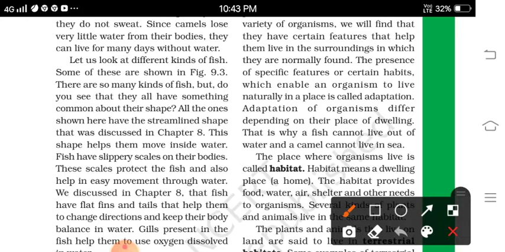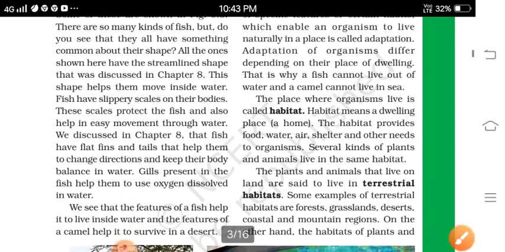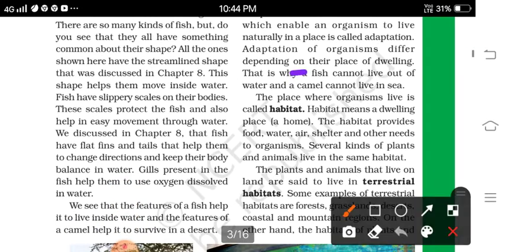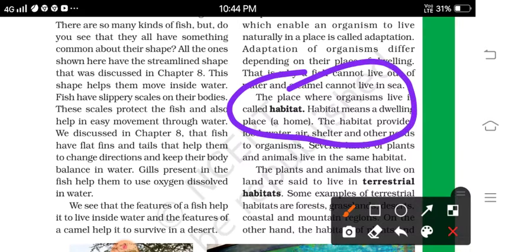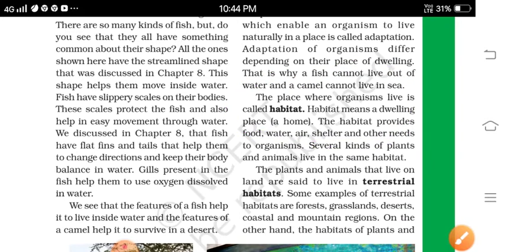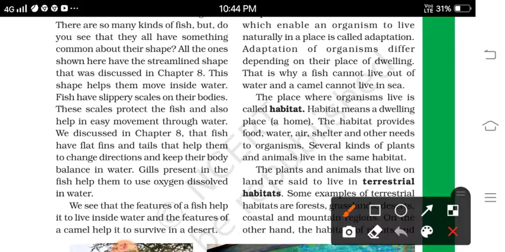Adaptations of an organism differ depending on their places of dwelling. That is why fish cannot live without water and a camel cannot live in the sea. The place organisms live in is called habitat. Habitat means dwelling place, a home. The habitat provides food, water, air, shelter, and other needs to organisms. Several kinds of plants and animals live in the same habitat.